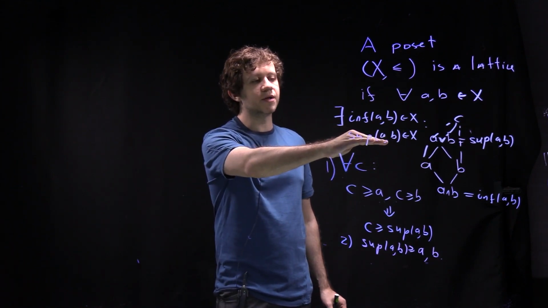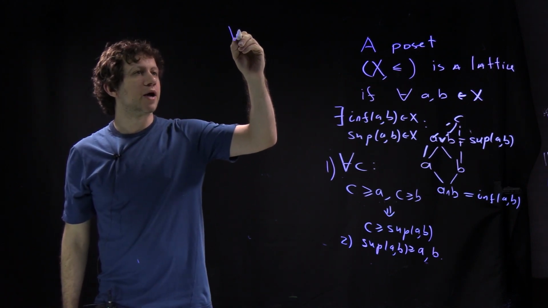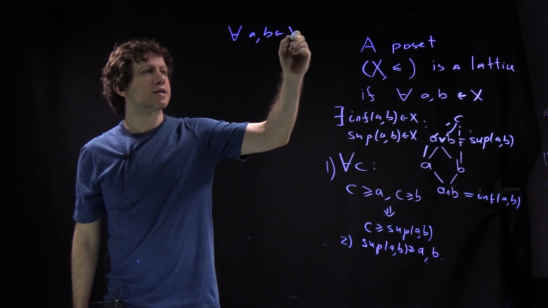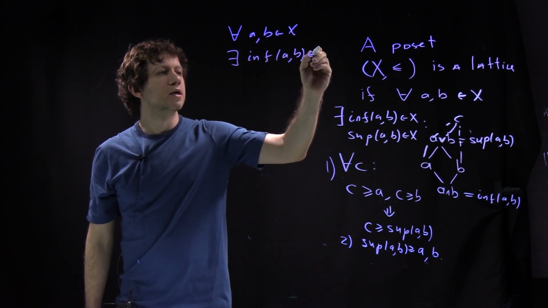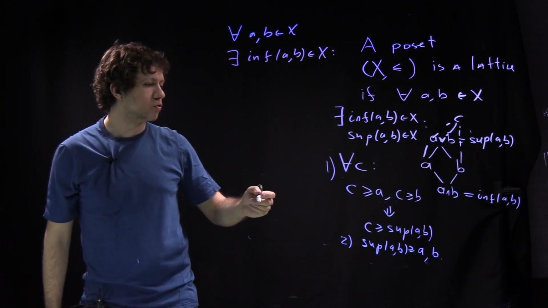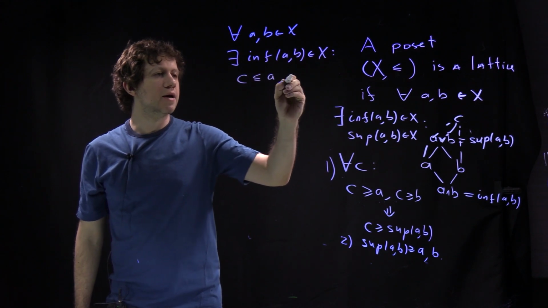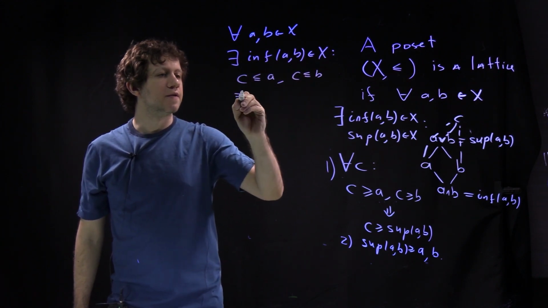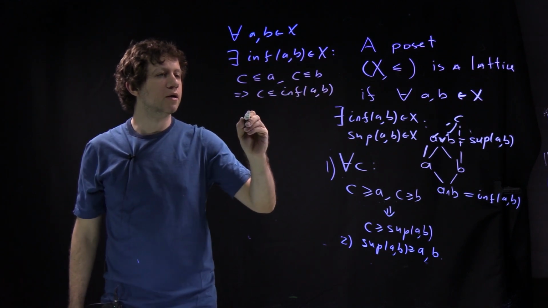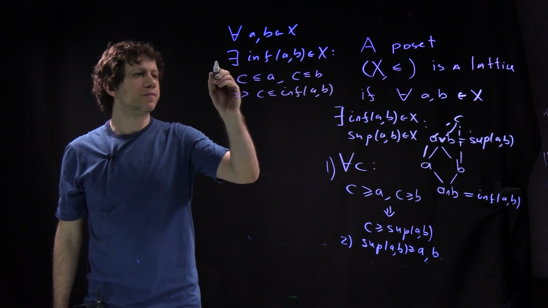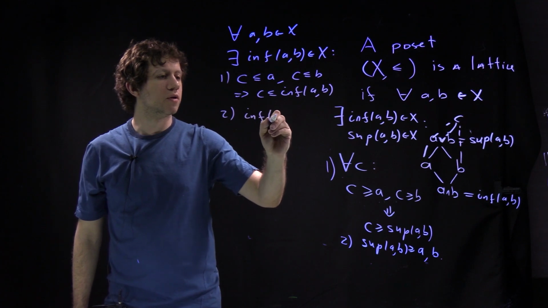So such elements should exist for every pair, and similarly for every pair A and B in X, there exists this infimum of A and B in X such that there are two properties. If C is less or equal than A and C is less or equal than B, then C is less or equal than this infimum of A and B. And the second one is that the infimum is less or equal than both.